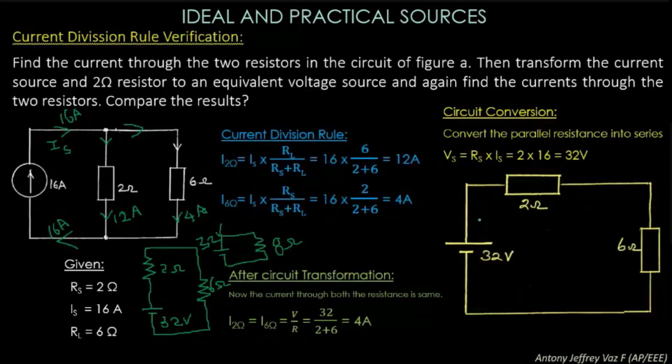Similarly here, only a 4 ampere current is flowing, and this current will be in series. So here also 4 amperes. After flowing through this also, here also it will be 4 amperes.